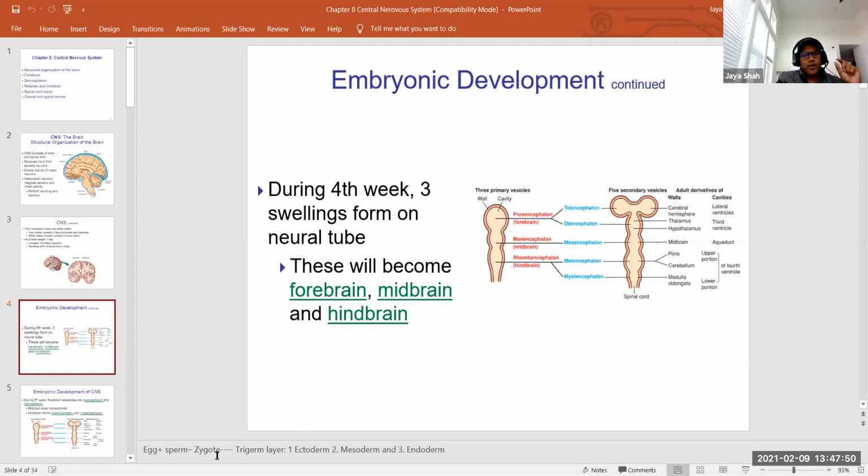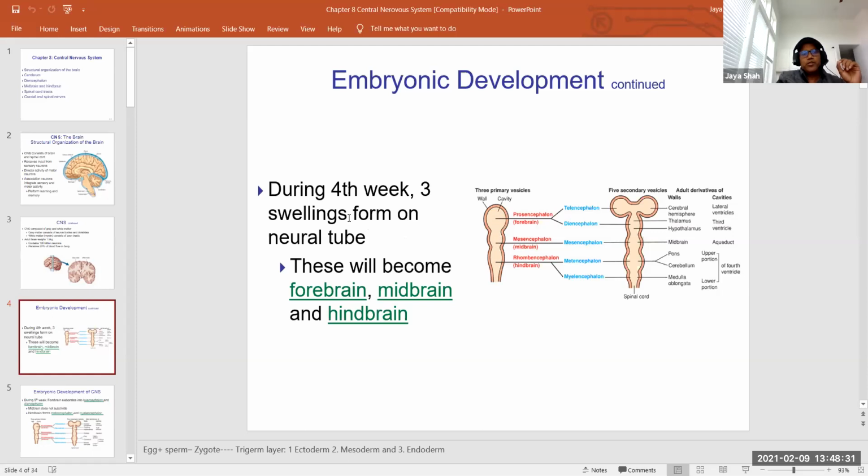Then what do we form? We form a zygote, and the zygote has 3 layers: the upper layer, middle layer, and lower layer. The most superficial layer is called ectoderm, the middle layer is called mesoderm, and the innermost layer is called endoderm. The ectoderm slowly increases in size. Mesoderm forms muscle, bones, cartilage, and other parts. Endoderm forms epithelium and glands, and ectoderm forms the neural tube.